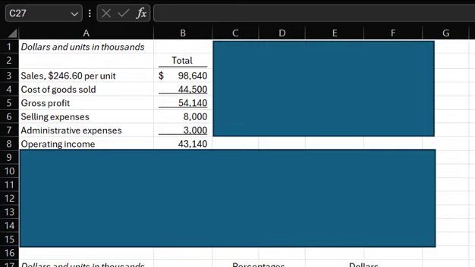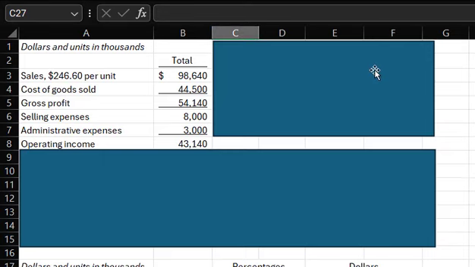Let's take a look at this information and determine the margin of safety. They've given us sales and the selling price per unit. They've given us cost of goods sold so we can calculate gross profit. And they've given us selling expense and administrative expenses so we can calculate operating income.